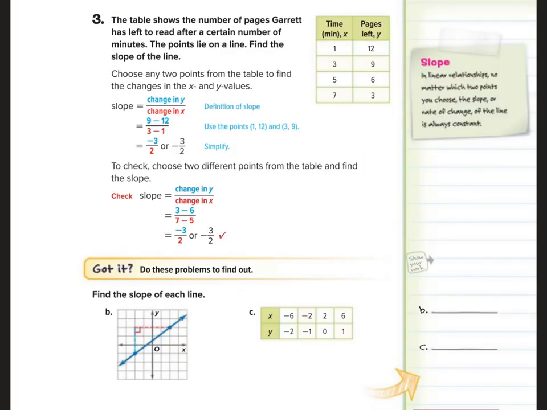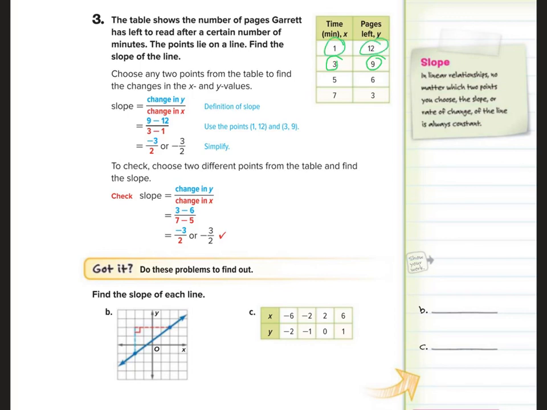Example 3. The table shows the number of pages Garrett has left to read after a certain number of minutes. The points lie on a line. Find the slope of the line. Choose any 2 points from the table to find the changes in the x and y values. It looks like they picked 9 and 3 and 12 and 1.